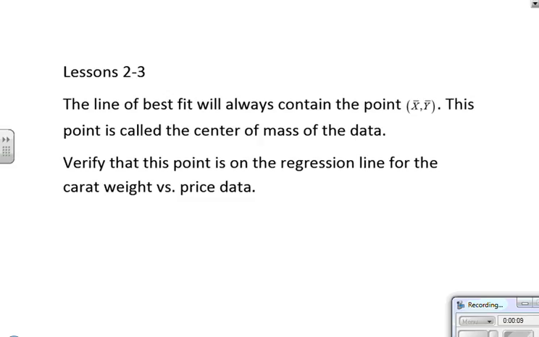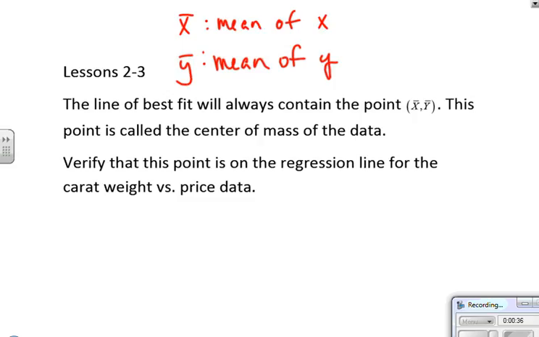Our line of best fit, or the regression line, will always contain the point x bar, y bar. Hopefully you remember from chapter 1 that x bar was the mean, or the average, of the x values. So hopefully it's obvious that y bar is going to be the mean, or the average, of the y values. What this first sentence is saying is, if you take all the x values, find the average, take all the y values, find the average, that point, the average of the x's, the average of the y's, will always be on your line of best fit.